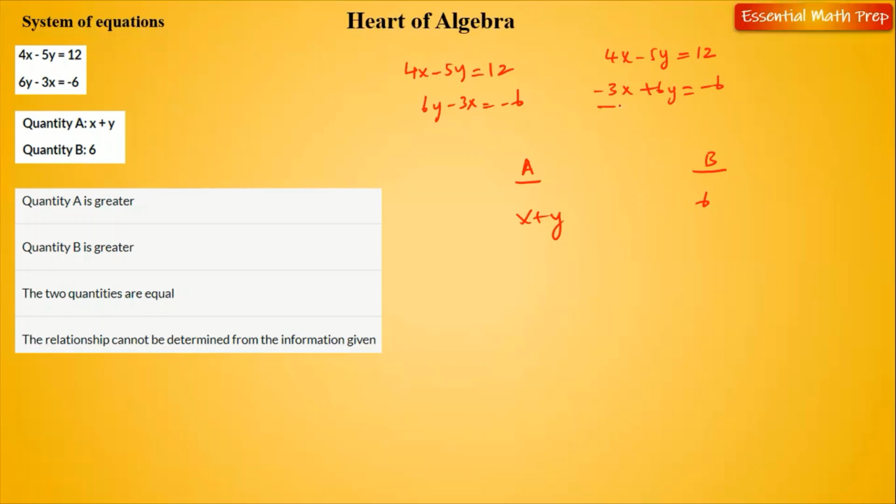So if you just add these two expressions, then you get X plus Y equals 6. So we know X plus Y equals 6. So quantity A is 6. A equals B, right? 6 equals 6. So the two quantities are equal. Okay.